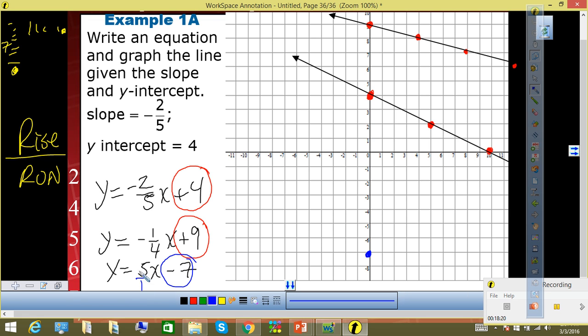So that tells me now to go 5 steps up. So we go 1, 2, 3, 4, 5, and 1 to the right. Place your point. Let's do it again from there. 1, 2, 3, 4, 5. 1 to the right. Place my point. Do it again. 1, 2, 3, 4, 5. 1 to the right. Place my point. And my graph should look something like this.